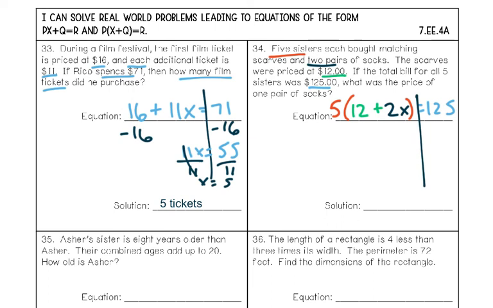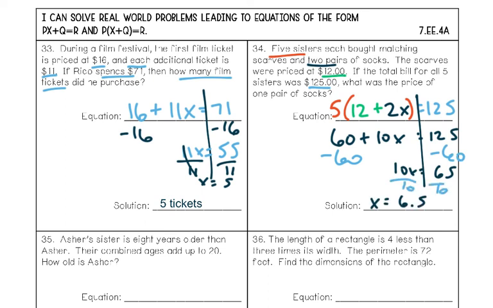I would start by distributing that 5 so we can figure out how much each sister pays. 60 plus 10x equals 125. And then I'm going to take away the 60 from both sides. I'm left with 10x equals 65. So I'm going to divide by 10. I get 6.5. The question was asking what's the price of one pair of socks. So this is a price, so I should put dollars, $6.50 per one pair.